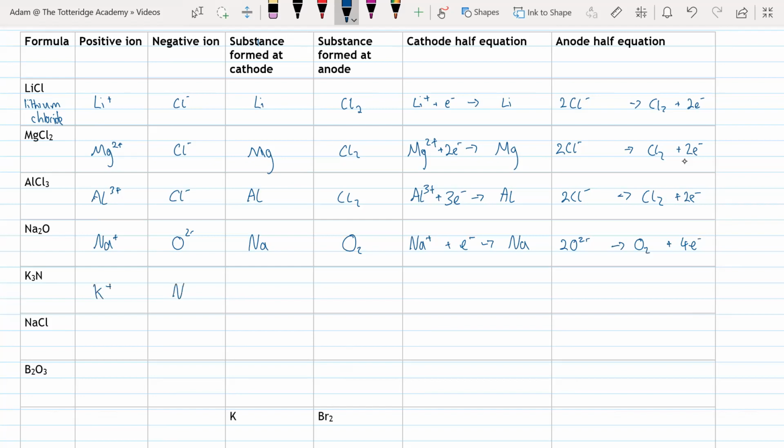K plus N3 minus, I'm going to form K, I'm going to form N2, and again, if you didn't get that, go back, same rule as before. And in this case, I'm actually going to be losing 6 electrons because I've got 2 N3 minuses, I've got 2 nitrogens, each one has 3 extra electrons. So if each one loses 3 electrons, I get 6 overall. NaCl is actually the one that we've done. It's just a nice way to revisit something once you've had a chance to sort of forget it a bit.